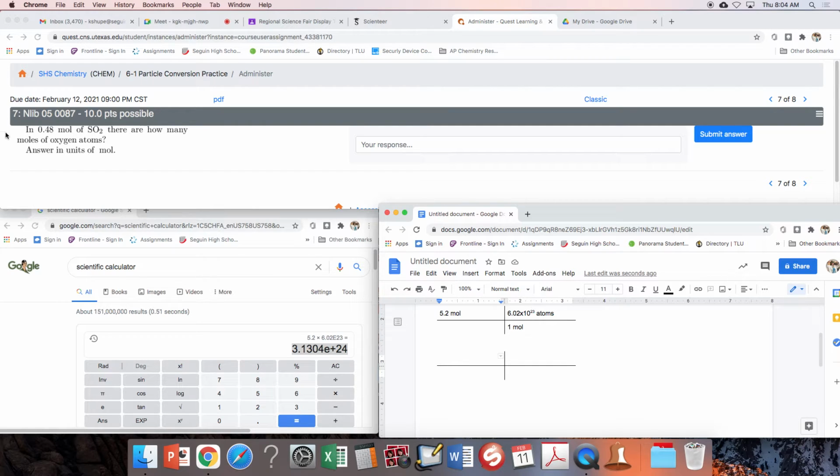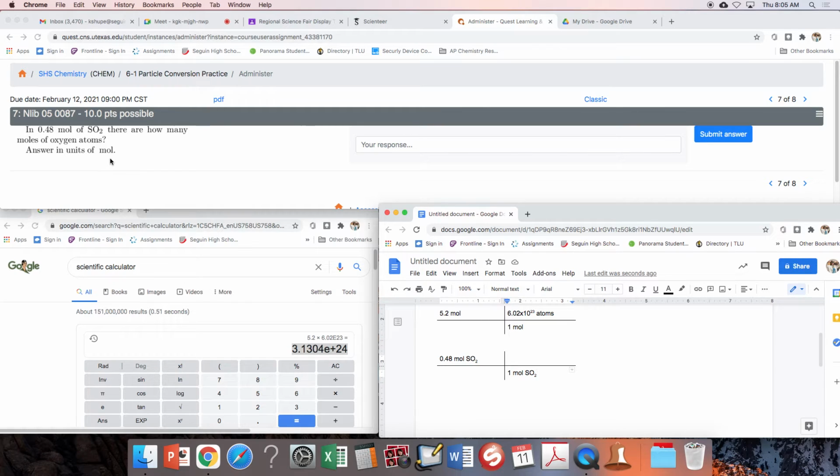But again, in this problem, I'm given 0.48 moles of SO2. So I always put what I'm given right here. So I'm given 0.48 mole SO2. So if I've got moles of SO2 there, I know I need moles of SO2 there, and it's usually safe to say that it's 1 mole, in this case of SO2, because my units have to match so they cancel. But this is where it's slightly different.